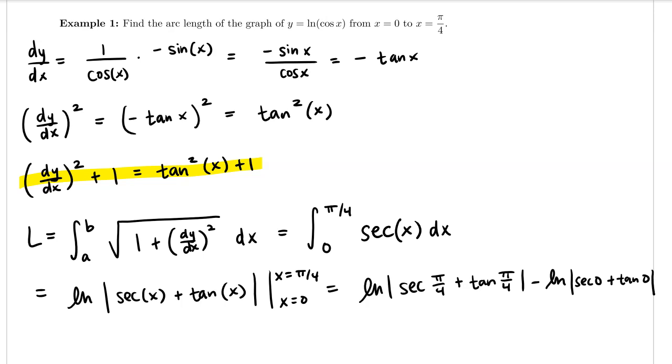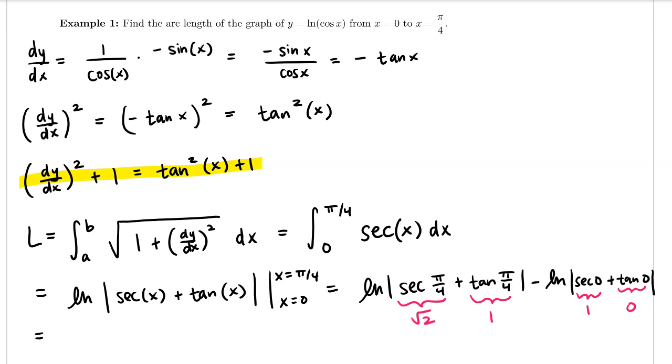Okay, so let's go ahead and evaluate each of these things. Tangent of pi over 4 is equal to 1. Secant of 0 is equal to the reciprocal of cosine of 0, which is 1. Tangent of 0 is 0. And then secant of pi over 4 is the reciprocal of root 2 over 2, which is just root 2.